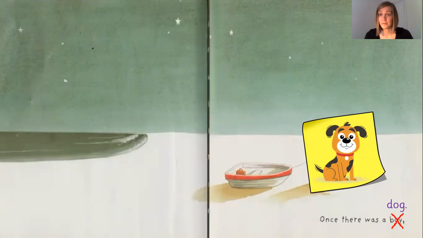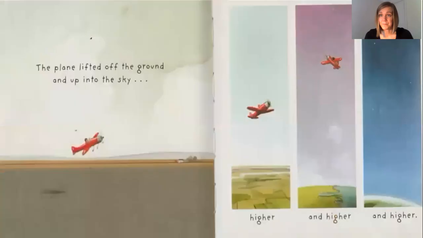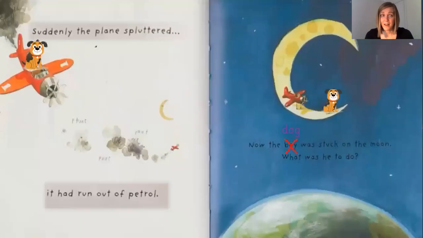Once there was a dog. And one day, as he was putting his things back in the cupboard, he found a plane. He didn't remember leaving it there, but he thought he'd take it out for a go right away. The plane lifted off the ground and up into the sky, higher and higher and higher. Suddenly the plane spluttered. It had ran out of petrol. Now the dog was stuck on the moon. What was he to do?